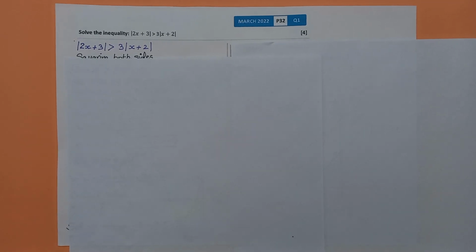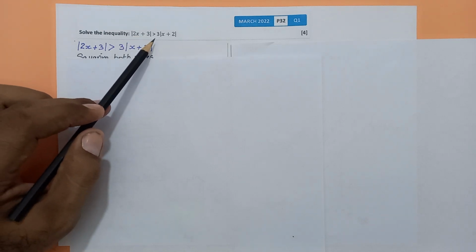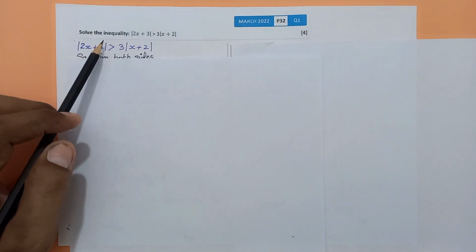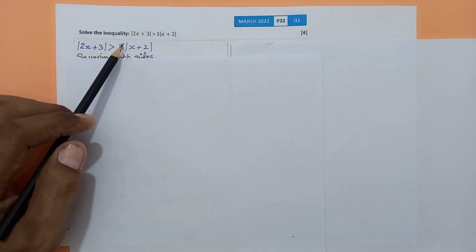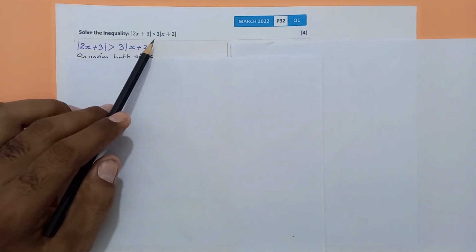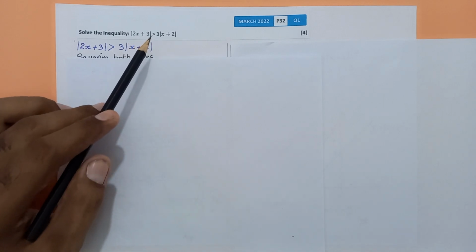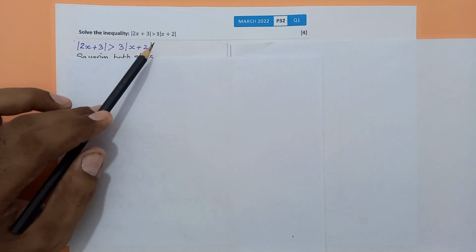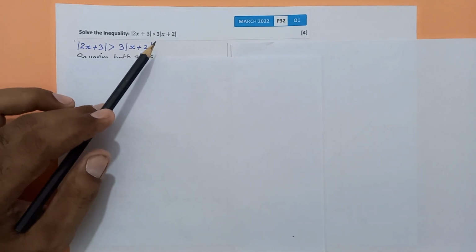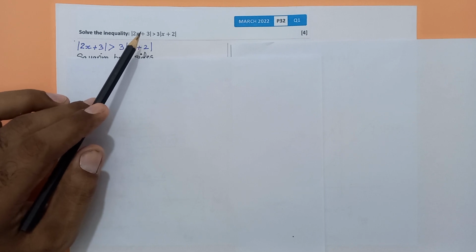Hello everyone. We have a question from the modulus inequality where it says to solve it, that means finding the solution. Because it is an inequality, definitely the solution would be the set of values for the given variable, which is x. So basically the final answer would be the set of values of x. We have two methods to solve it: one is the algebraic method and the other is the graphical method.